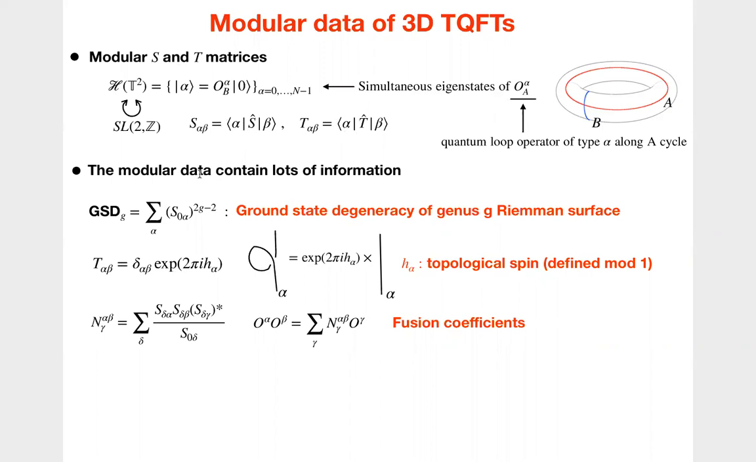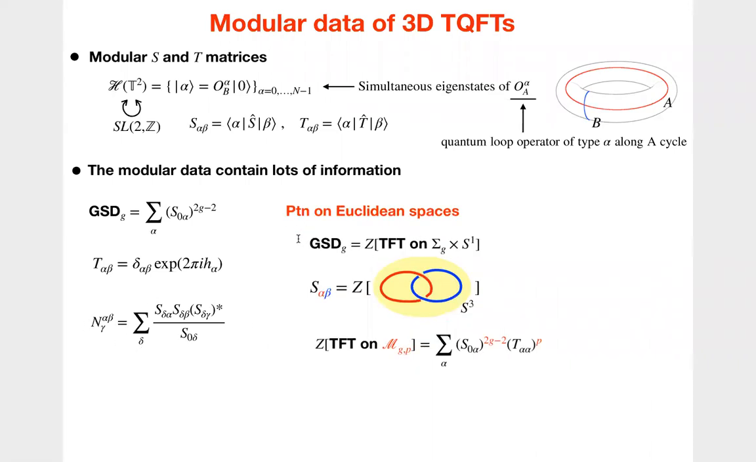And this modular data contains a lot of information. It is one of the basic quantities characterizing three-dimensional topological field theories. For example, using the zeroth component of the S matrix, we can determine the ground state degeneracy on a general genus g Riemann surface. Using the S matrix, we can also determine the fusion coefficients. And we can also compute various topological partition functions on Euclidean space, which can be written using these modular structures.